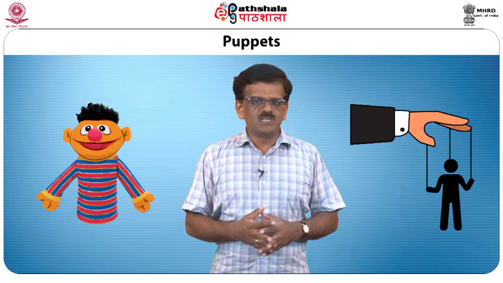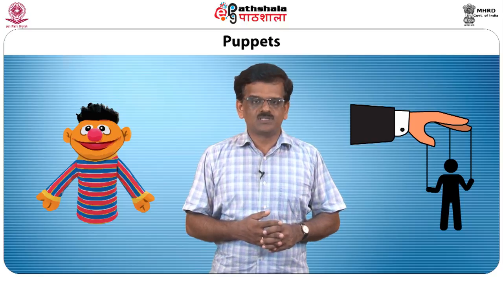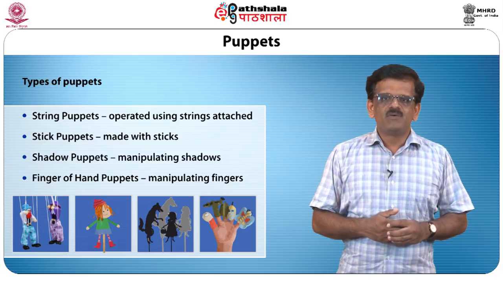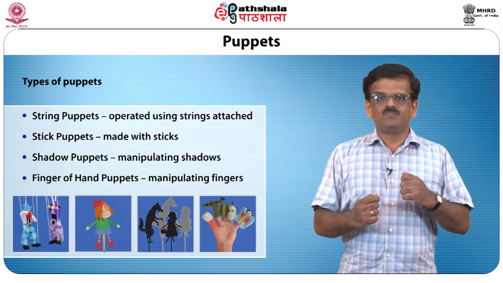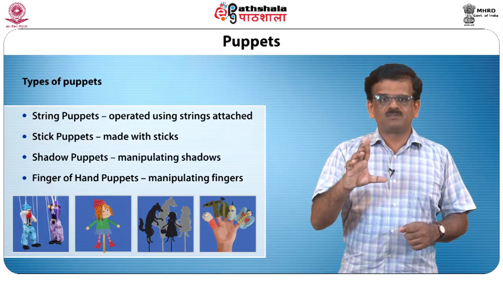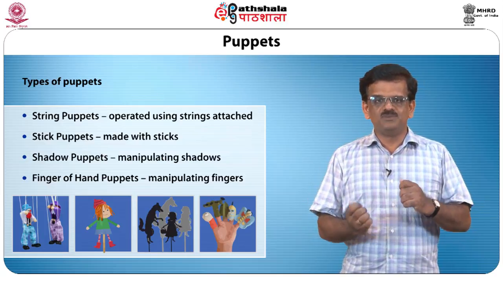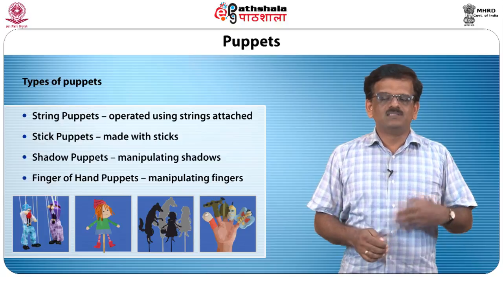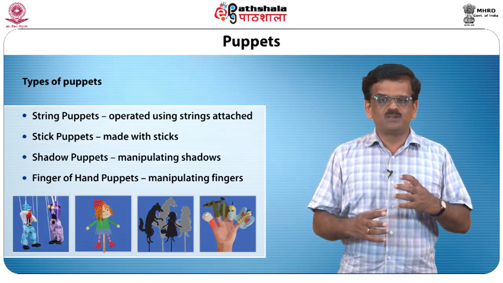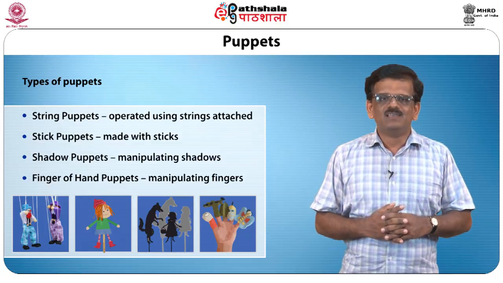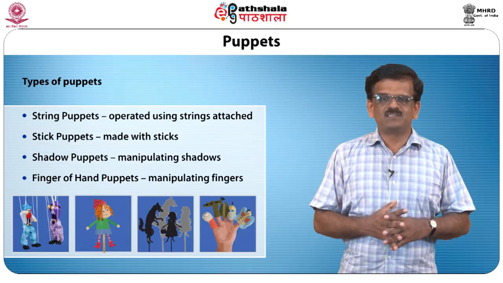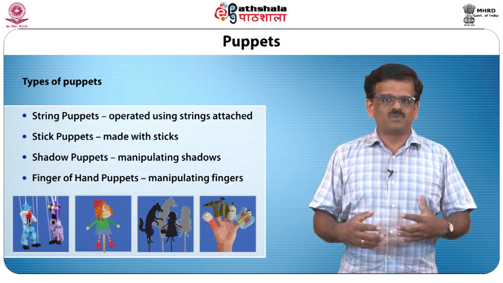It is used mostly in language teaching and in social sciences. There are various types of puppets, like string puppets, which are used with attached strings, and stick puppets, where the puppets are attached to a stick and used in a creative way. The third one is shadow puppets. People make creative puppets using the shadows of their fingers. And there are also hand puppets, where by manipulating the fingers, we can create a kind of hand puppet.